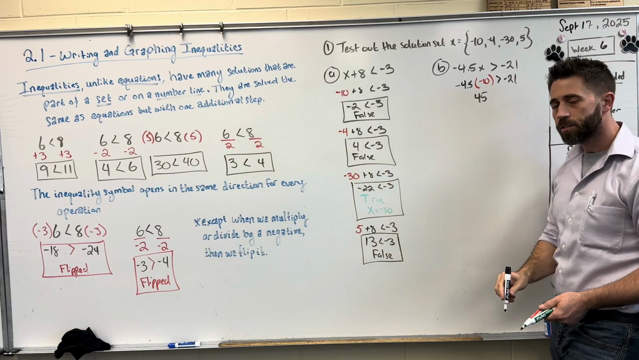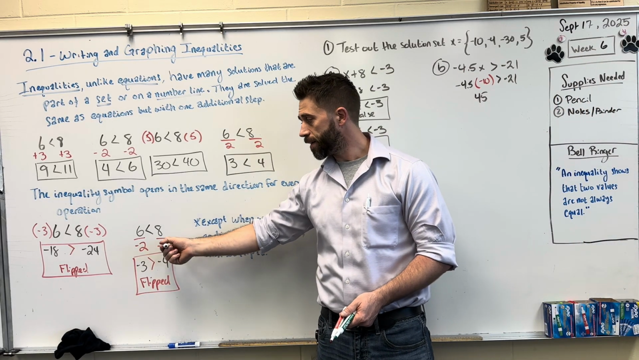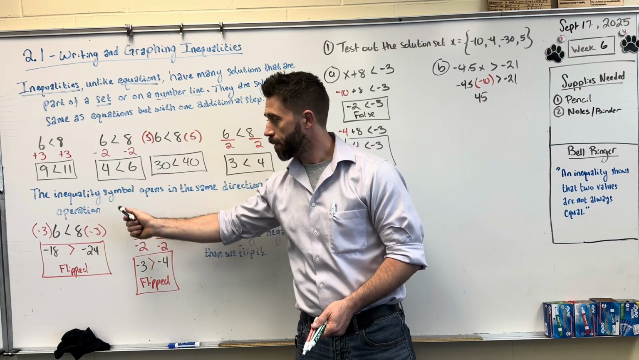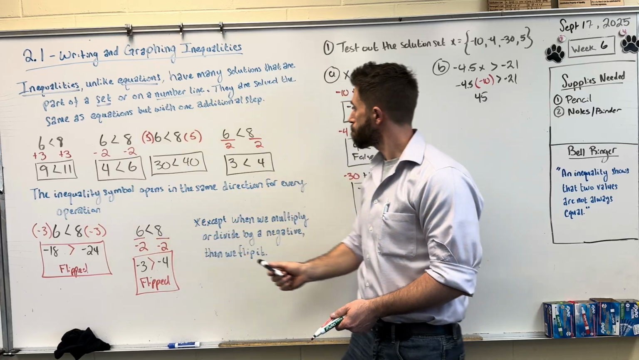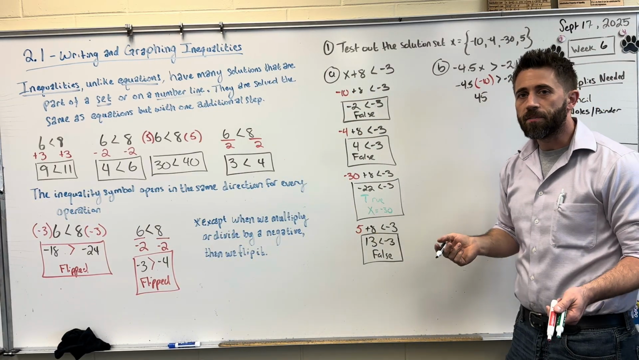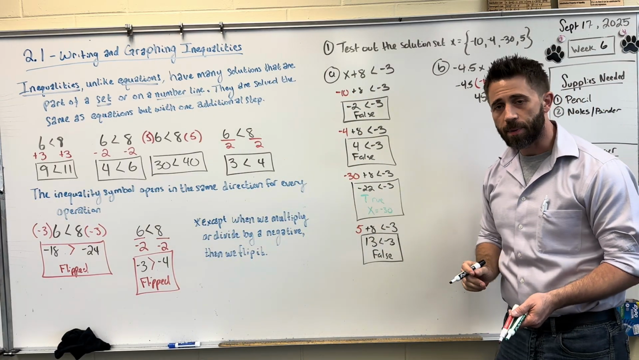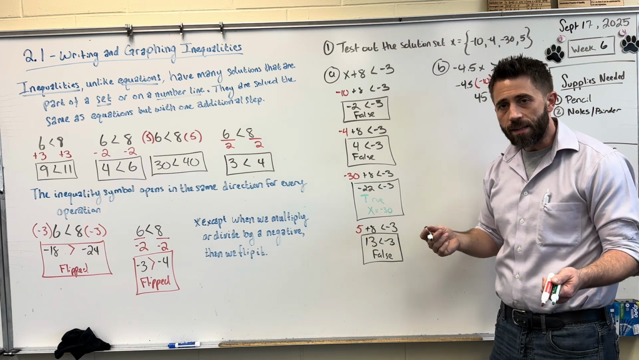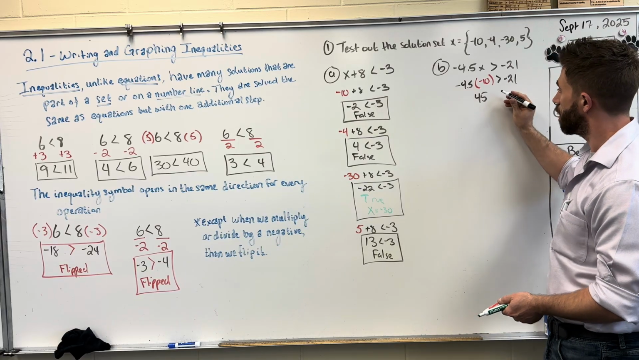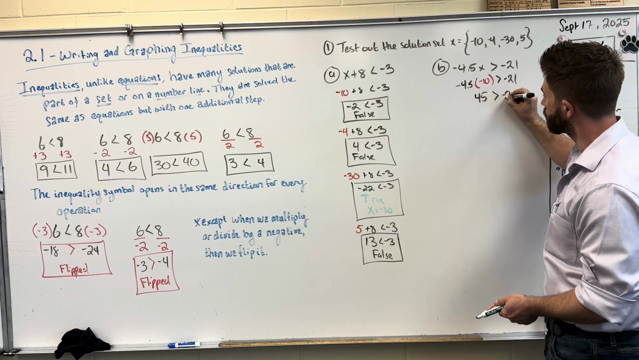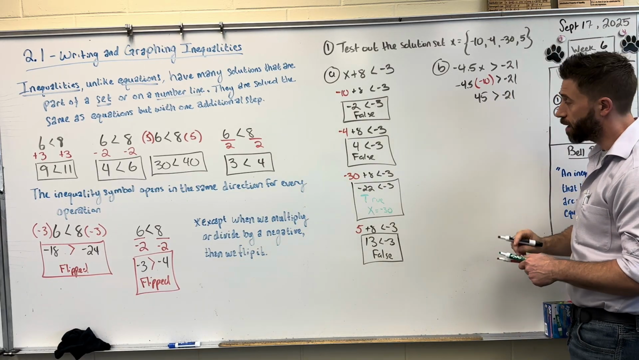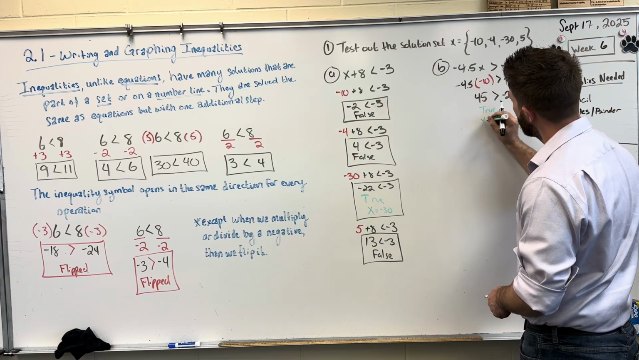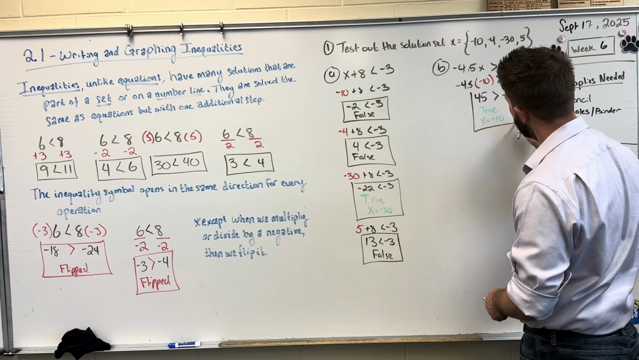Pause. Am I multiplying by a negative? Is it going to cause me to flip my sign? Be careful. Am I multiplying both sides by a negative? No, I'm just simplifying. So I'm not actually using the multiplication property of equality. I am simply simplifying one side of an inequality. That does not cause the sign to flip, so I leave it in its regular direction. Is 45 greater than negative 21? Yes, so part of my answer is x can equal negative 10.